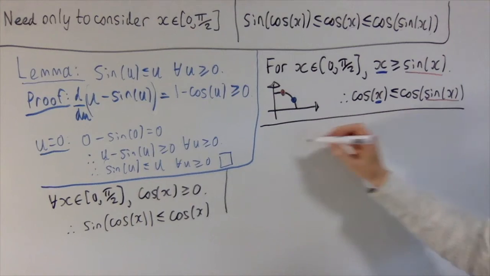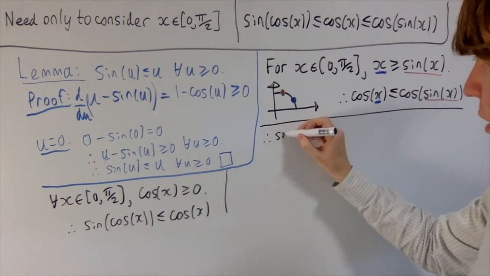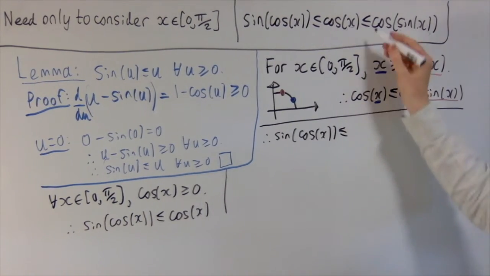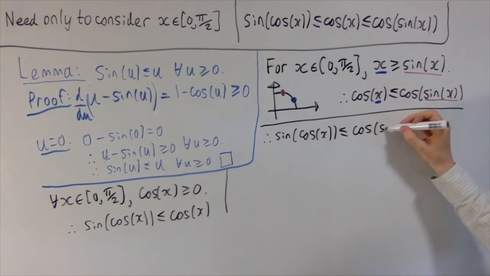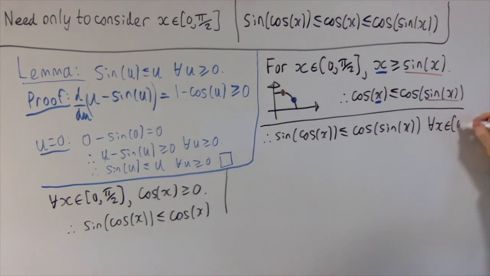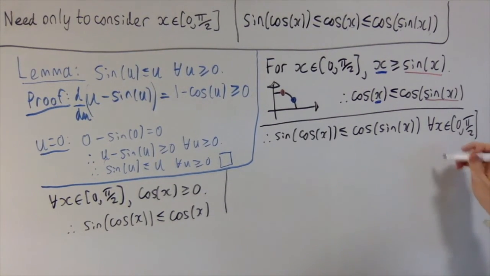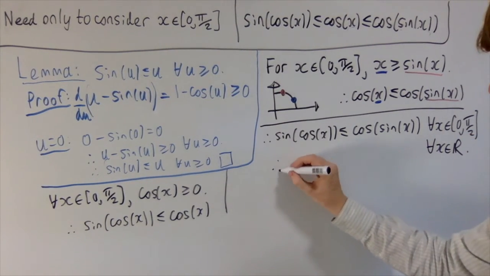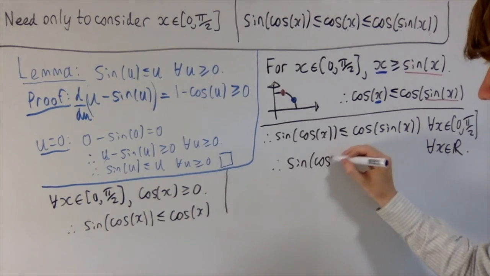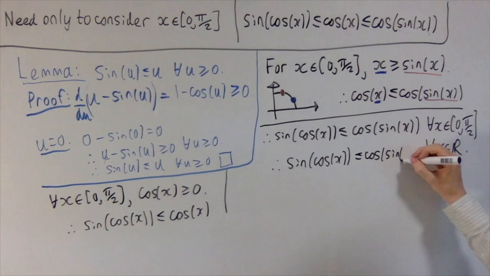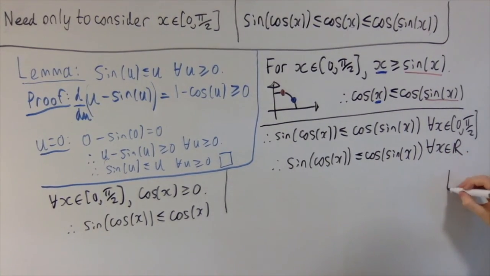So we can conclude overall then, therefore, sine of cos of x is less than or equal to cos of x, which is less than or equal to cos of sine x. We've now proven this for all x between 0 and pi over 2. But we've seen earlier that this was actually sufficient to show this is true for all real values of x. So therefore, sine of cos of x is actually less than or equal to cos of sine of x for all real values of x.